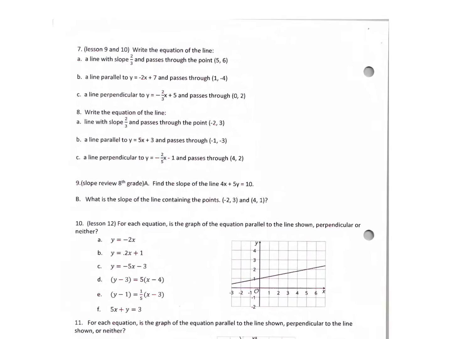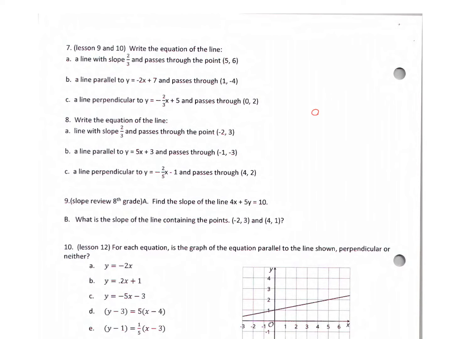So this is review of lessons 9 through 12. This is my parallel, perpendicular, and slope lessons. So the first one, a line with a slope of 2/3, so m equals 2/3, and it passes through this point. So I would do my y minus my k, so y minus 6 equals my slope times x minus my h, and I would be done.